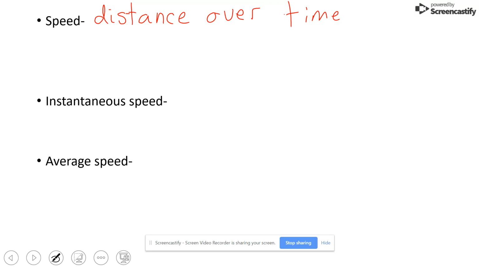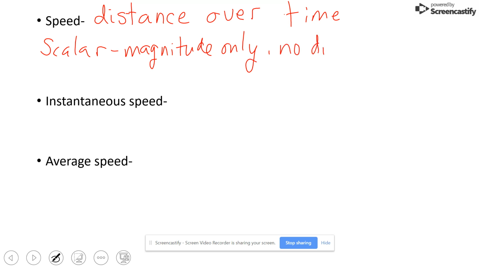When we talk about speed, speed is just a scalar. And remember, with scalars, these have a magnitude only. So they have no direction to them. Remember, magnitude is just a number.